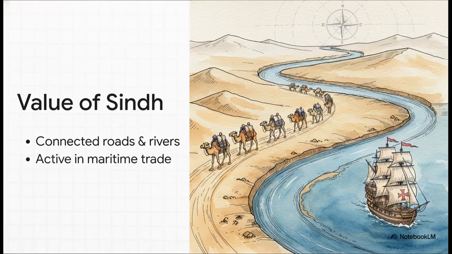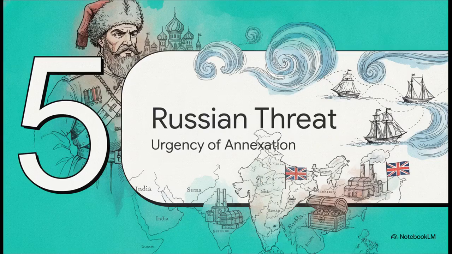Let's break down those economic incentives exactly as they're written in the source. First off, Sindh possessed a highly connected network of roads and rivers, making it an absolute logistics dream. But it wasn't just locally important either. Sindh actively participated in maritime trade across the entire world. This prime economic and strategic positioning meant that whoever controlled Sindh literally controlled a massive, lucrative node in global commerce. Which perfectly sets up Section 5, the Russian threat, and the urgency of the annexation.